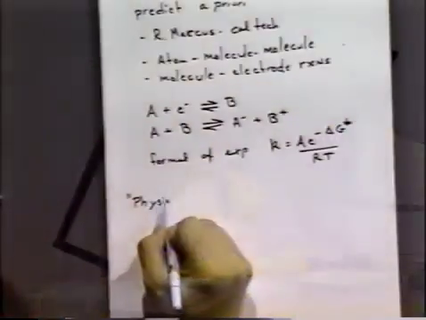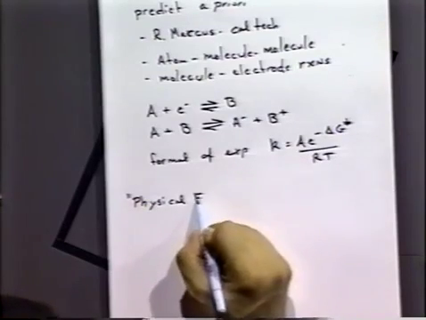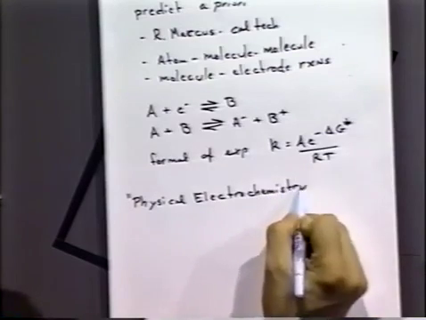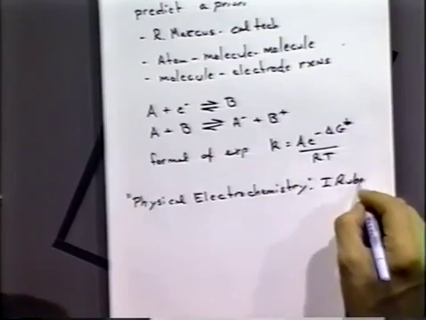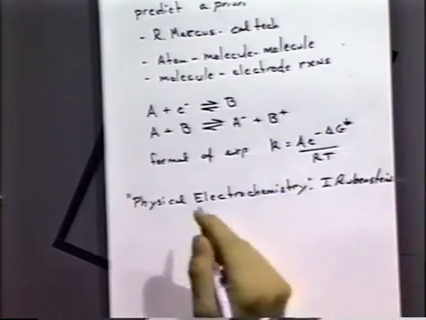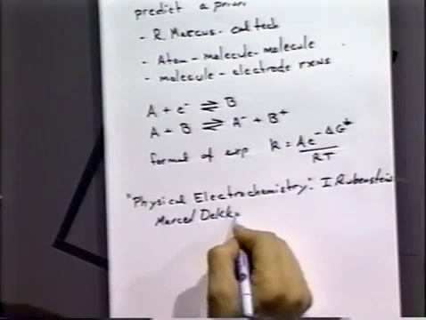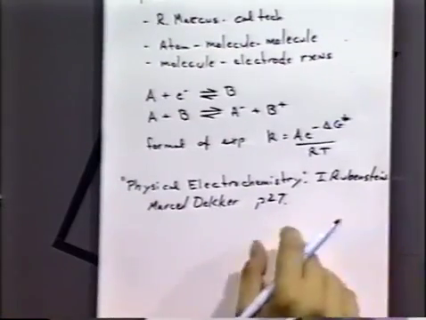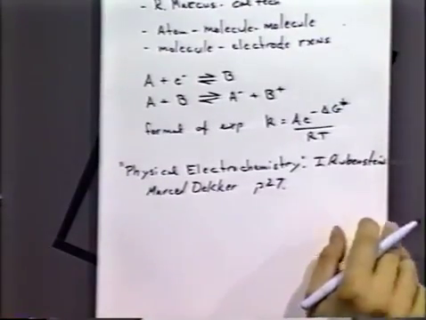What I want you to do, if you're really interested in this, is to look up a book, and in fact there are lots of descriptions of electron transfer theory, but one of them that's kind of nice is called Physical Electrochemistry. It came out a few years ago. It's edited by a guy named Israel Rubinstein, and it's published by Marcel Dekker. And if you start on page 27, there will be a good description of electron transfer processes from a theoretical standpoint, a theoretical microscopic point of view.